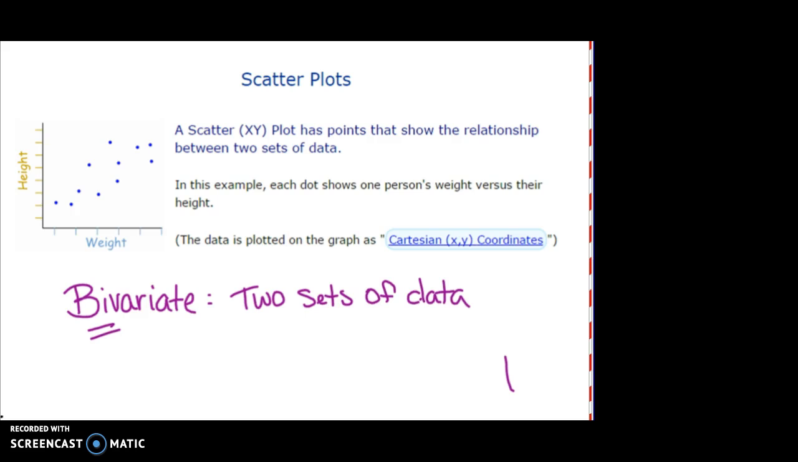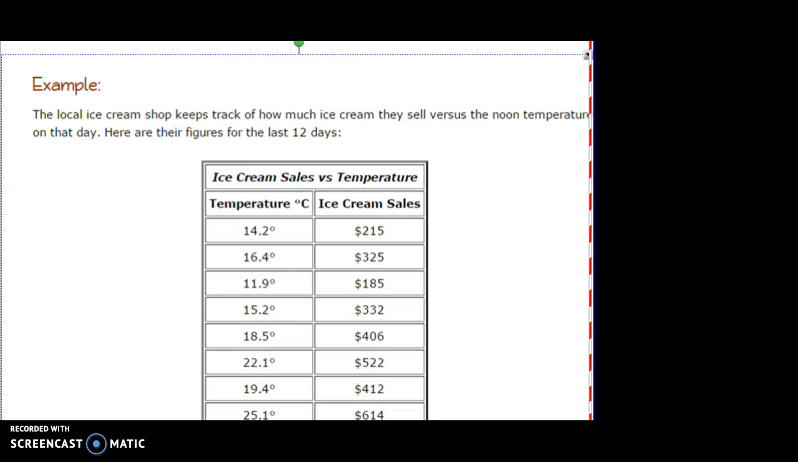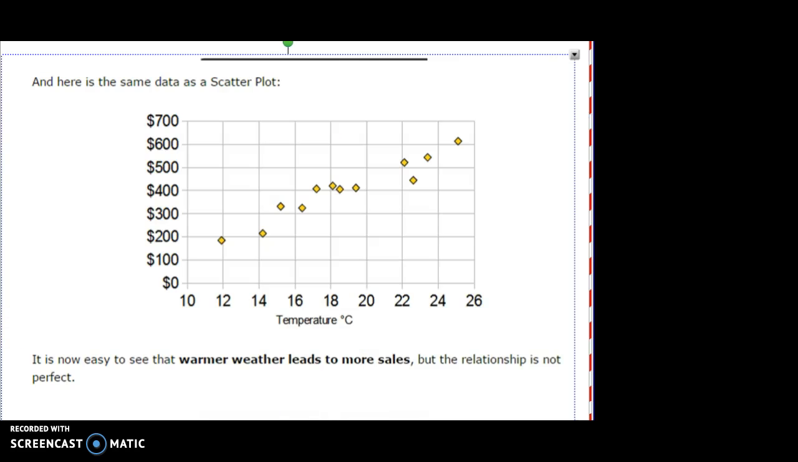Looking at the next slide in your notes, you see a table. It says ice cream sales versus temperature. So we're talking about numbers again. Ice cream sales is a number, temperature is a number. We're comparing bivariate data. The local ice cream shop keeps track of how much ice cream they sell versus the noon temperature on that day. Here are the figures for the last 12 days. And notice these are in Celsius, so it's not as cold as it looks. We're going to move on and look at the graph.